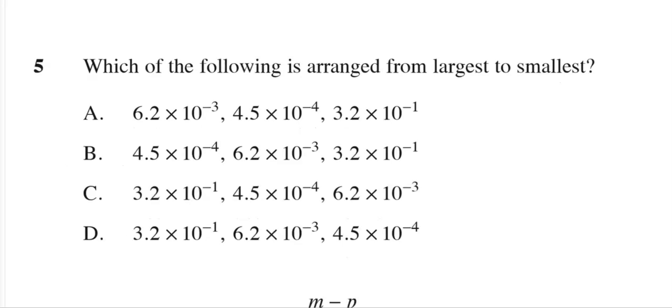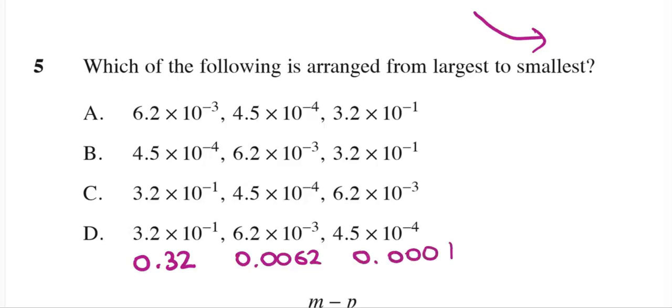Question 5. Which of the following is arranged from largest to smallest? Pause here to try yourself. Okay, so I need the numbers to be going down. So I need the biggest number at the left and the smallest at the right. Note that each of those numbers has been given to you in scientific notation, so we can write them in standard form as shown. That one is 0.32, that one is 0.0062, and this one is 0.00045. So I can see that the answer is D.